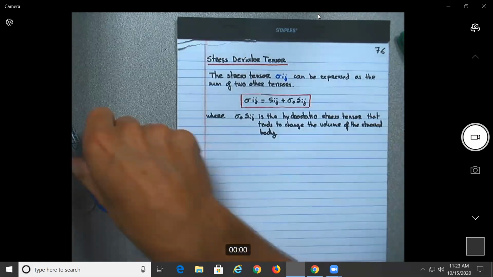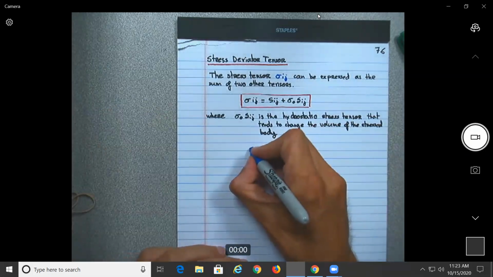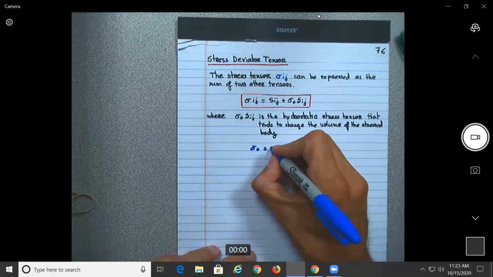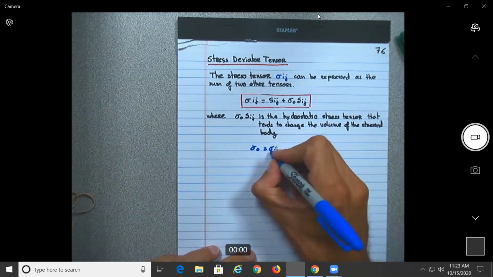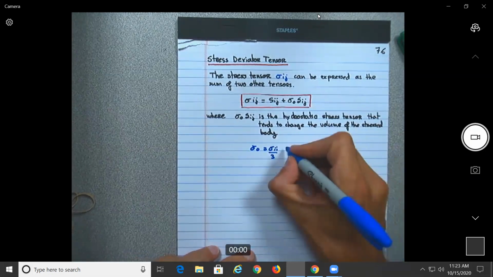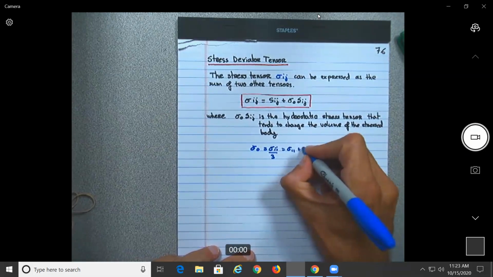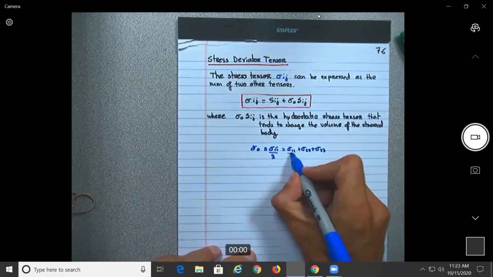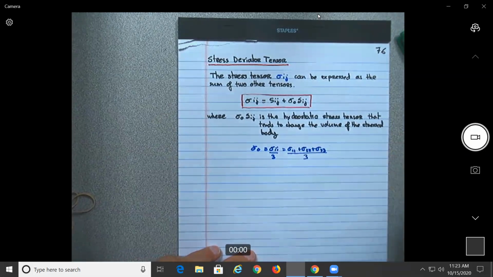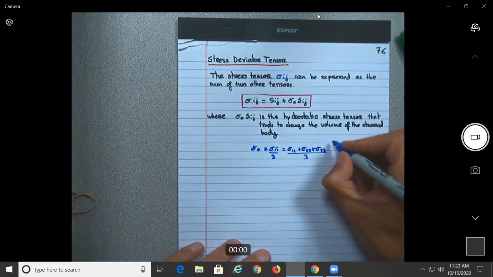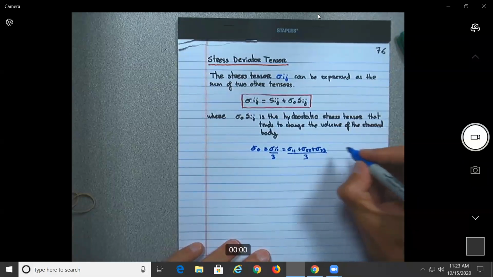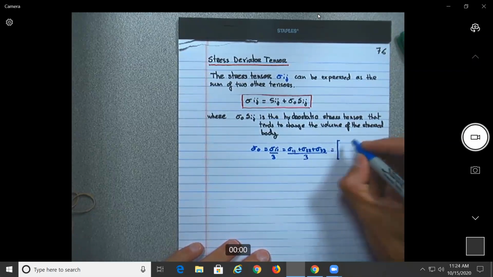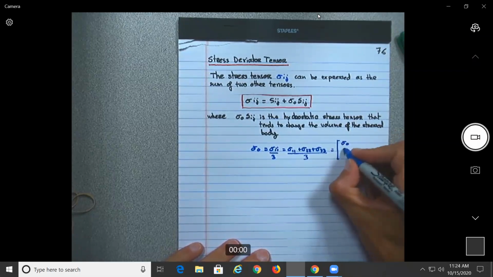Okay, and here the sigma sub naught is equal to, let's say, I1 over 3, which basically means sigma 1 plus sigma 2 plus sigma 3 divided by 3. So this, when you put it into matrix form, would be equal to what? Sigma naught on the diagonal, and 0 elsewhere.